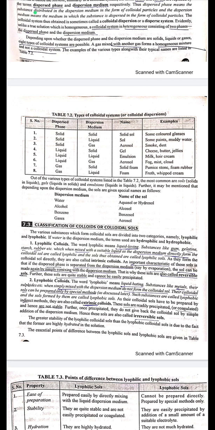Out of the various types of colloidal systems listed in Table 7.2, the most common are sols, gels and emulsions. Further, it may be mentioned that depending upon the dispersion medium, the sols are given special names as follows: water, aquasol or hydrosol; alcohol, alkosol; benzene, benzosol; gases, aerosol.